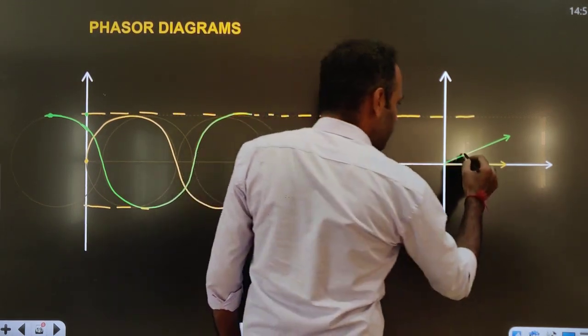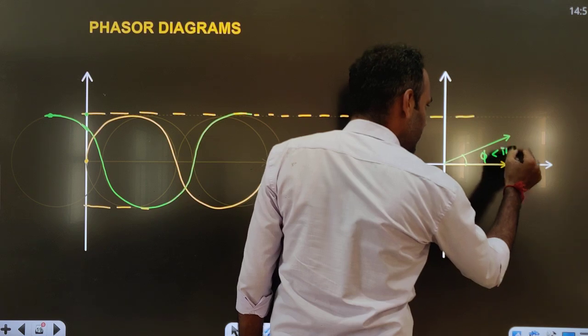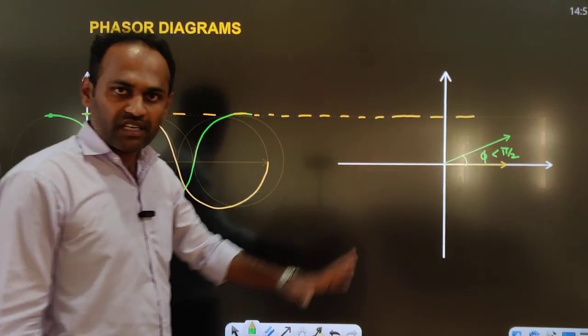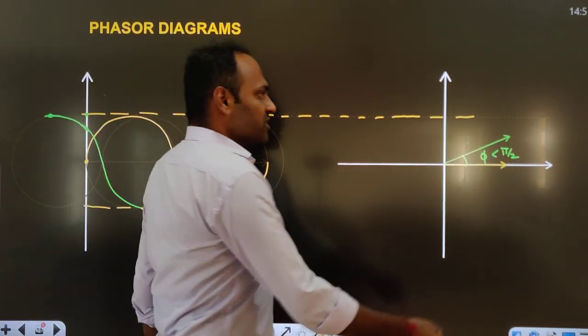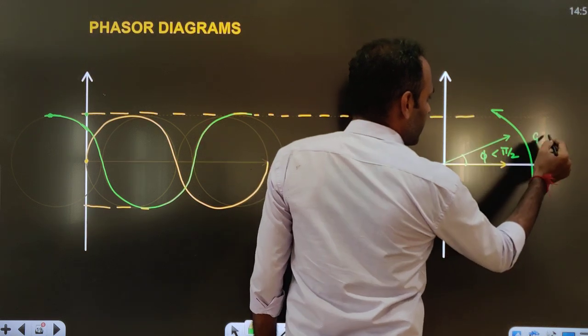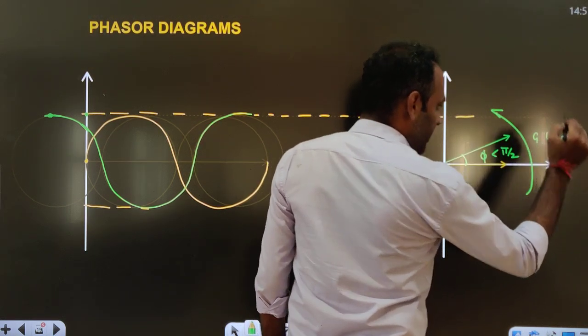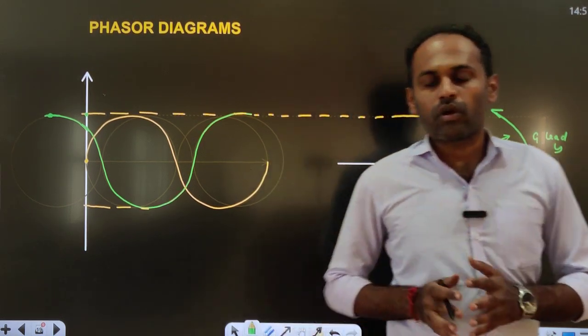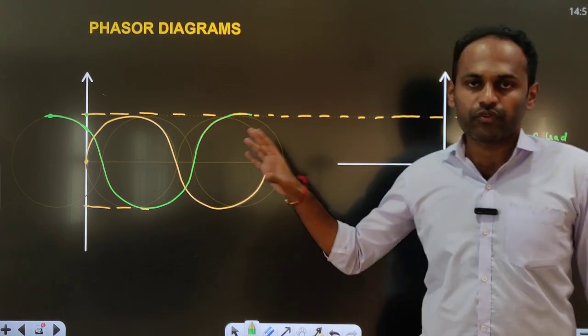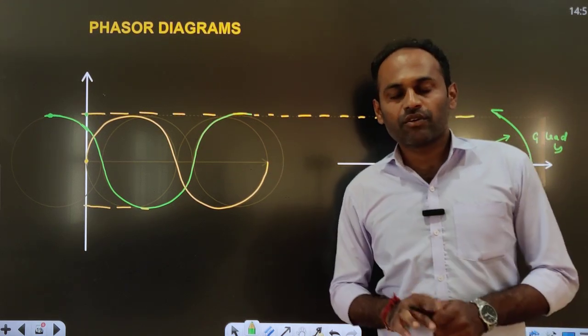So in this case, how much is the phase difference? Phase difference is less than 90 degree in this case. Phase difference is less than 90 degree, right? So ಈಗ ಆಂಟಿ ಕ್ಲಾಕ್ವೈಸ್ ಡೈರೆಕ್ಷನ್ ಒಳಗೆ ನೀವು ನೋಡ್ಲಿಕ್ಕೆ ಹೋದ್ರೆ green color is leading yellow color. Green color is leading yellow color. So this is how we have to draw the phasor diagrams, and we have to understand the waveforms related to that, right? I guess you have understood.